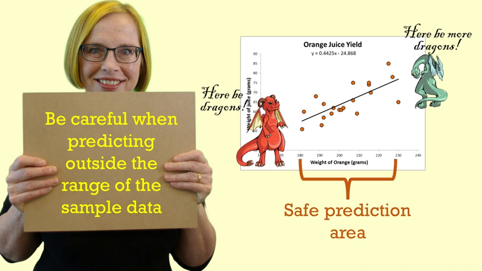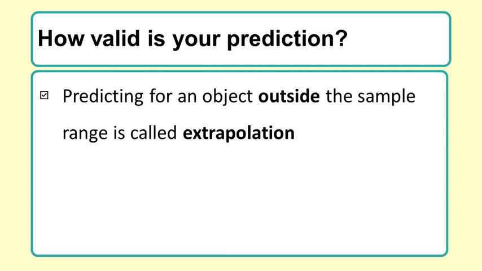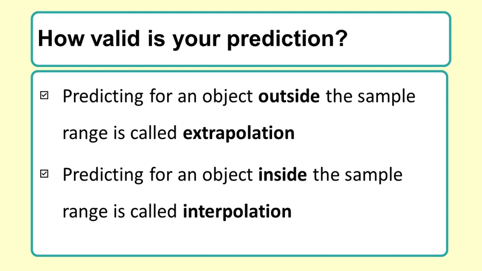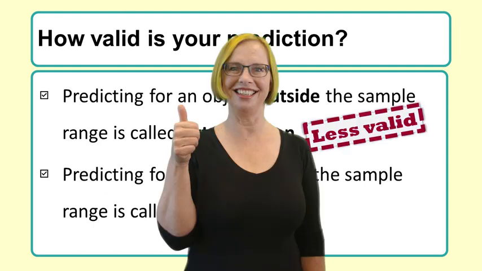The model predicts best when the object is similar to the average in the sample. Predicting for an object outside the sample range is called extrapolation. Predicting for an object inside the sample range is called interpolation. I think we've covered that enough.